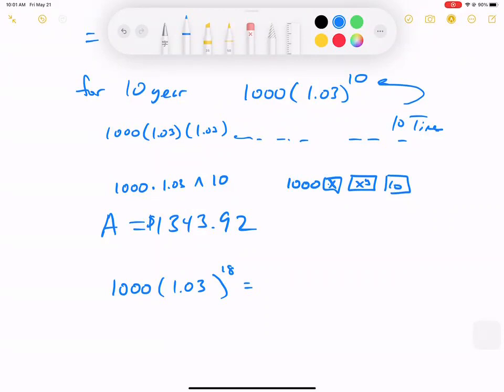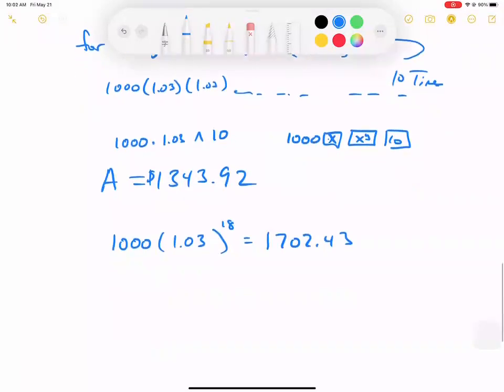Thank you very much. I see a lot of you are coming up with 1702.43. Perfect. Is that enough to pay for college? No, you didn't even really double your amount, but here's a crazy plan that your parents might have done already for you. They might have saved maybe $1,000 per year.